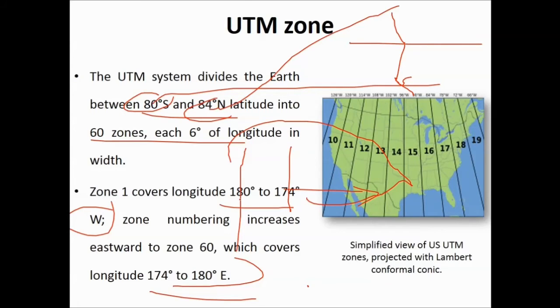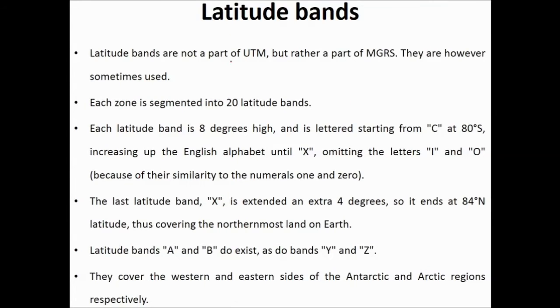So these are the latitude bands. These latitude bands are actually not part of UTM, but they are part of MGRS, so they are however sometimes used. Each zone is segmented into 20 latitude bands. These are latitudes, these are longitudes, and these are the 20 latitude bands.